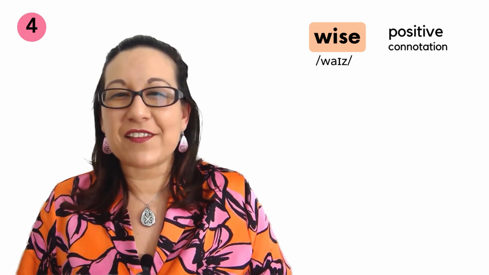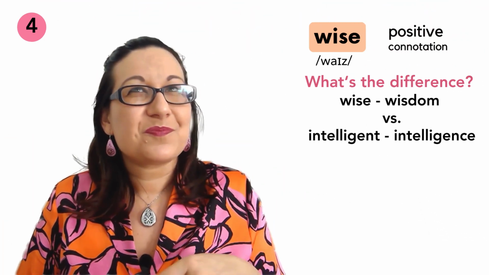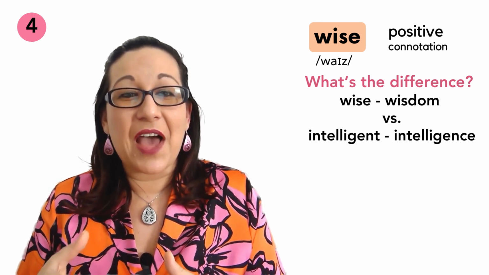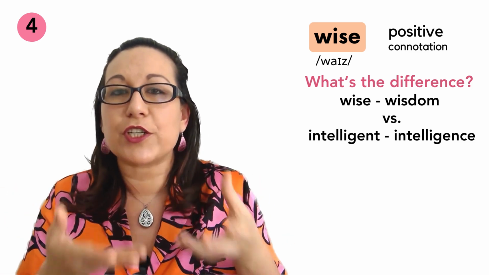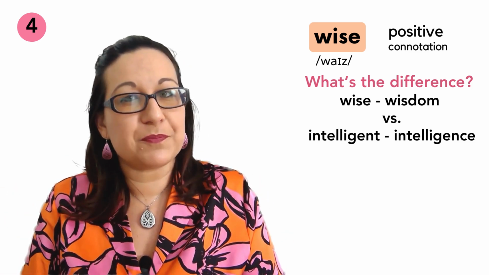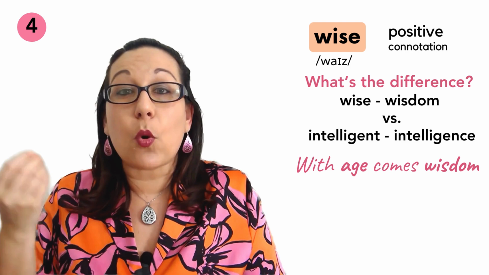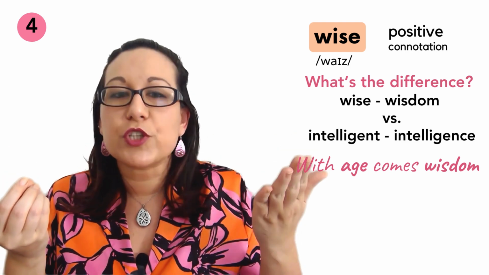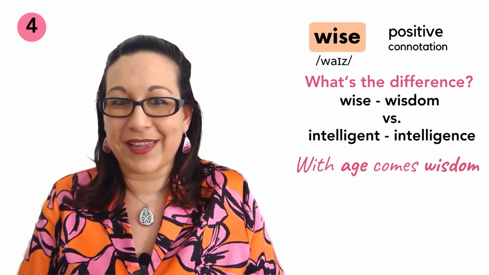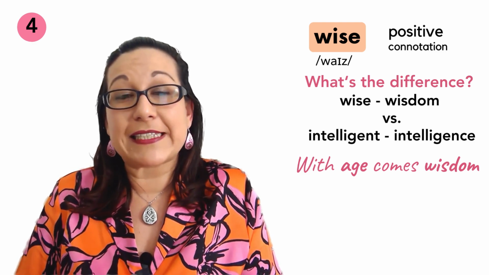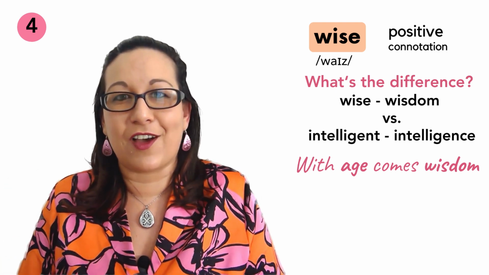Wise. What is the difference between being wise and being intelligent? Well, we normally say that anyone can be intelligent. There are some exceptionally intelligent, smart children. But that expression, with age comes wisdom. So we associate being wise with someone who is older, meaning you are smarter because of all the experiences that you've had in your life. So it's a little bit different from the idea of being intelligent in terms of you've read lots of books and you've studied a lot.